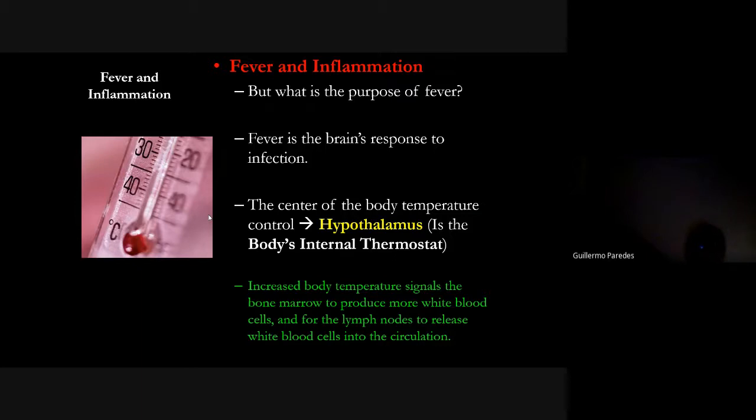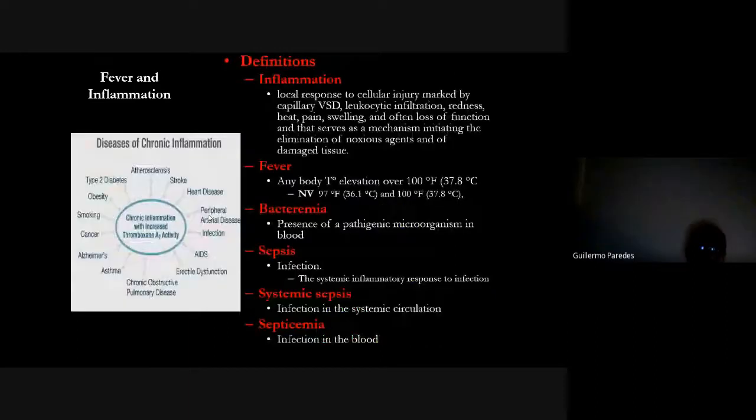Fever and inflammation. So what is the thermostat of your house? Go check your thermostat at home. And you put it there, hypothalamus. Hypothalamus is actually the thermostat in your body. So the hypothalamus is the one who controls the temperature of your body. Okay?